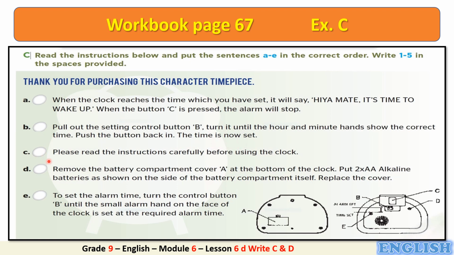C. Please read the instructions carefully before using the clock. D. Remove the battery compartment cover A at the bottom of the clock. Put 2 AA alkaline batteries as shown on the side of the battery compartment itself. Replace the cover. E. To set the alarm time, turn the control button B until the small alarm hand on the face of the clock is set at the required alarm time.